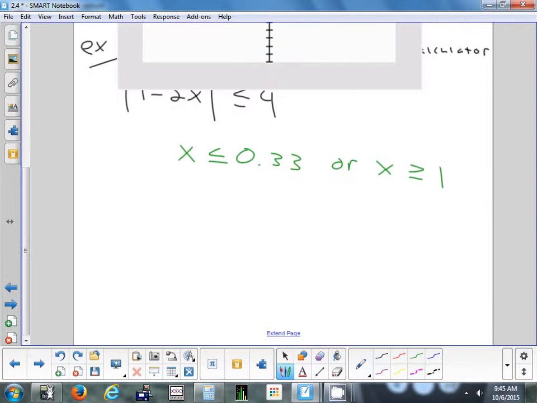Okay, as an interval, you could write it like this. Pick anything from negative infinity all the way up to 0.33, and you can include it, or, that's that union symbol, or pick any number from 1, and you can go as high as you want. 1 to infinity. Okay. These are exactly the same thing.